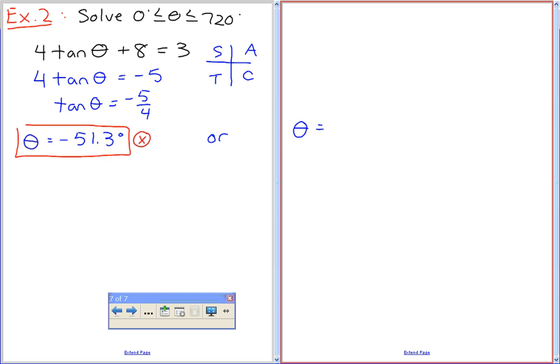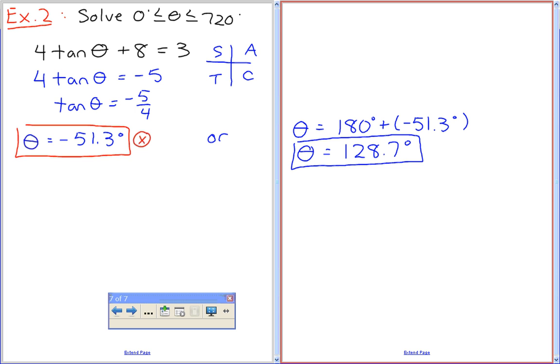180 plus. So again, you're going to take your initial angle here, and it's going to be 180 degrees plus -51.3, which I think should be 128.7. And now this one is okay. So again, I just prefer to do this left side, right side for balance there.